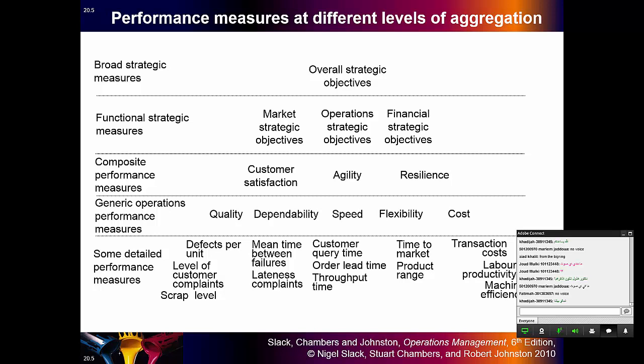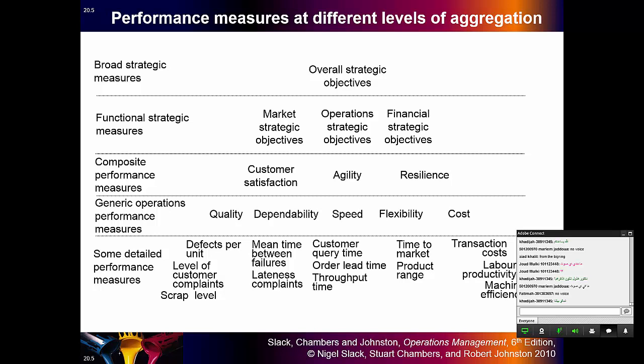The third generic operations performance measure, which is the speed. Okay, and the speed we can measure by the customer query time. Okay, the longer the time, that means we are slow in responding to the customers. And also the order lead time. The order lead time means the time between the order and delivery of the products to the customers. Okay, the longer this time, the less speed we have, or we are very slow compared to other operations, to other organizations.